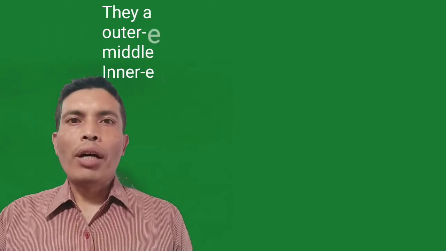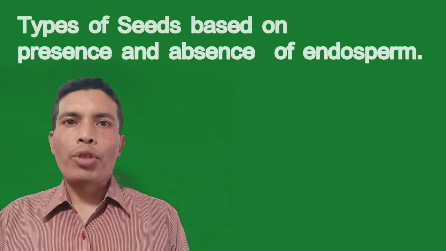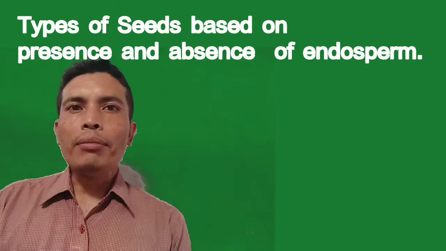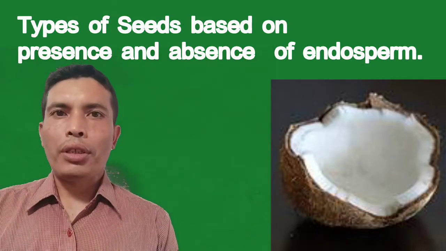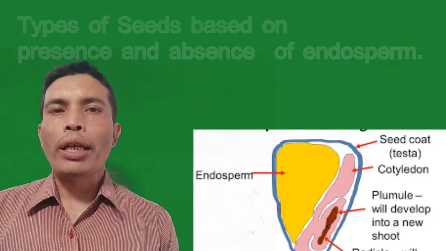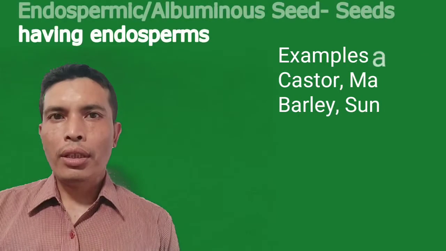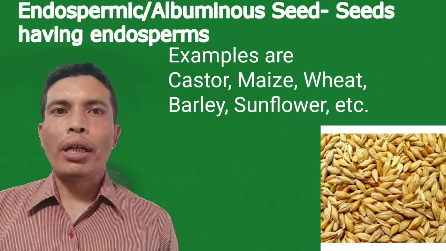So let us know about the types of seeds, which are based on the presence and absence of endosperm. In some seeds, the endosperm persists in the seed as the food storage tissue. Such seeds which have endosperm are called albuminous or endospermic seeds. Some examples of endospermic seeds are castor, maize, wheat, barley, and sunflower.